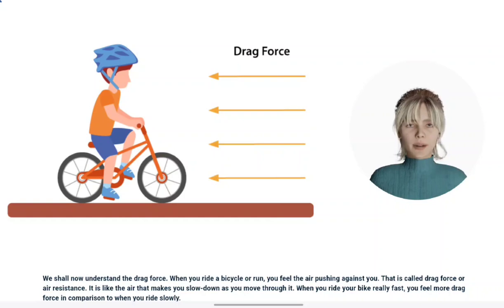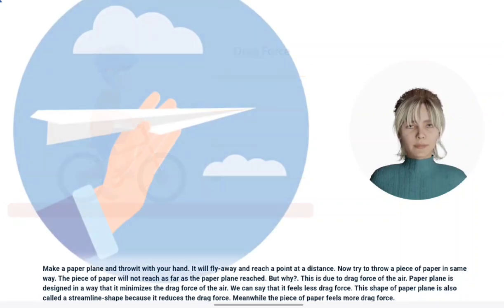We shall now understand the drag force. When you ride a bicycle or run, you feel the air pushing against you. That is called drag force or air resistance. It is like the air that makes you slow down as you move through it. When you ride your bike really fast, you feel more drag force in comparison to when you ride slowly.